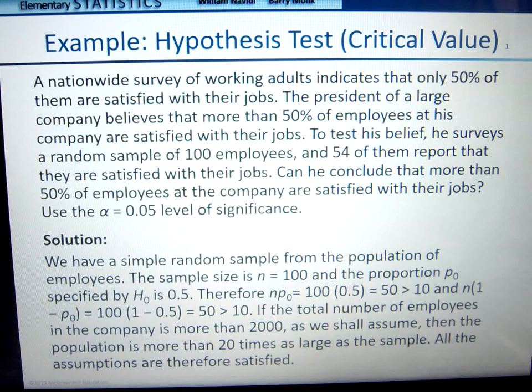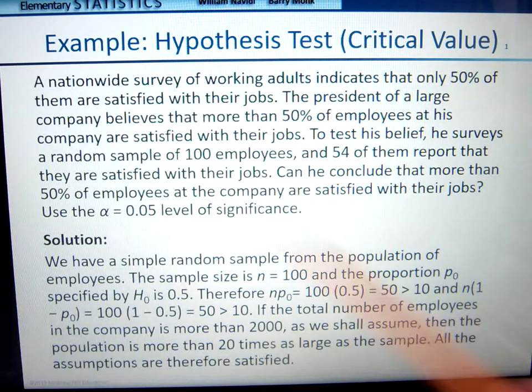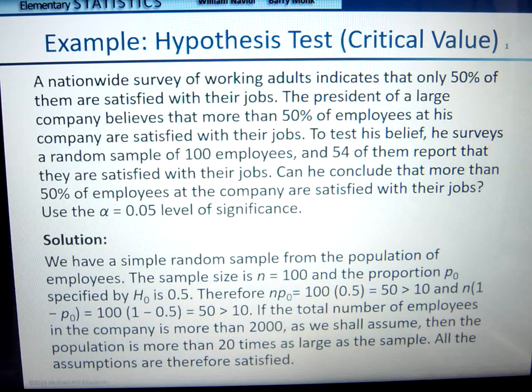Now we have a simple random sample. The sample size is 100 and the proportion p sub 0 is specified by the null, which is 0.5. So if we multiply this, we get 50 here, and we get 50 here, so they're both greater than 10. If the total number of employees in the company is more than 2,000, as we shall assume, then the population is more than 20 times the sample. All the assumptions are therefore satisfied. That's the first thing. That's why I paused. I wanted to look and see, does it say that there are more than 2,000 employees? It doesn't really say, so for this example, we're going to assume it.